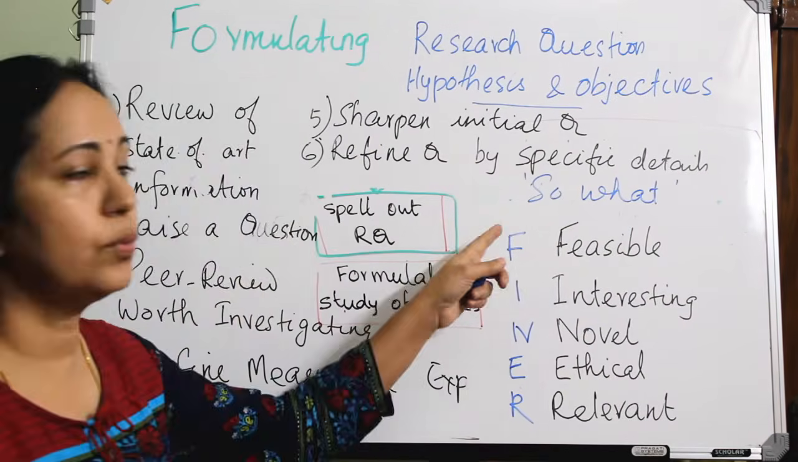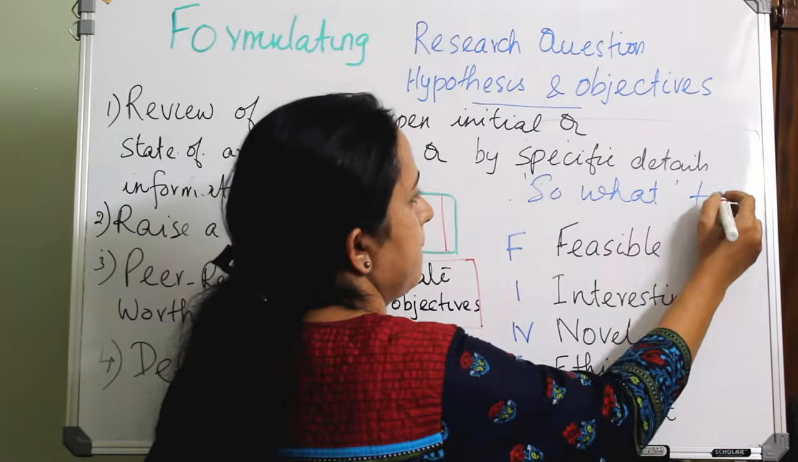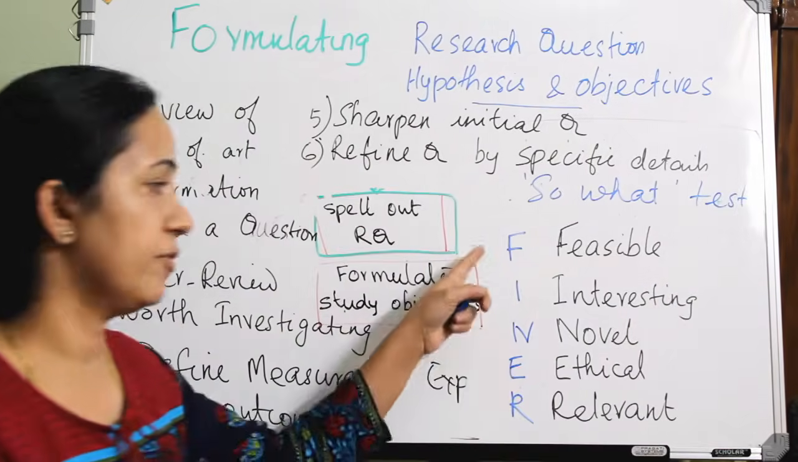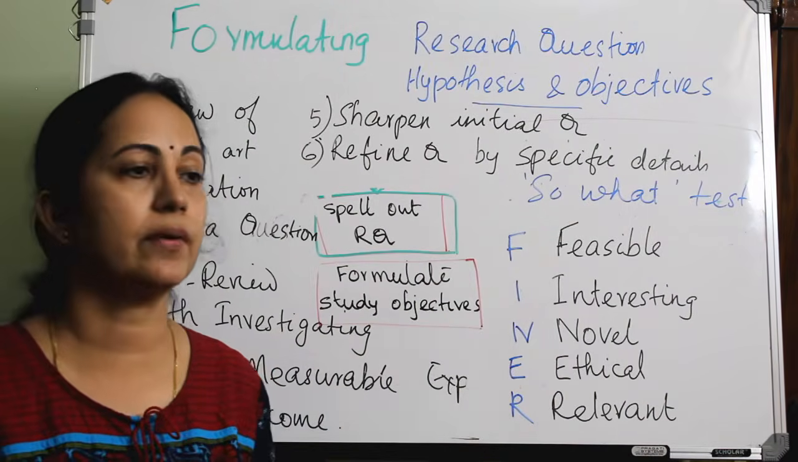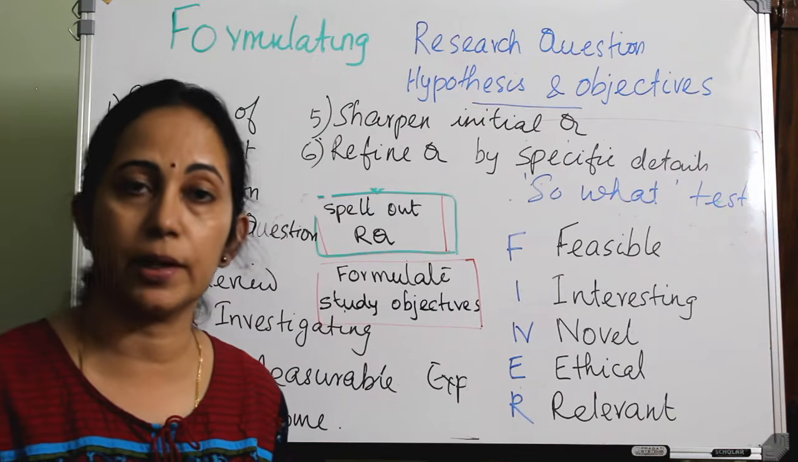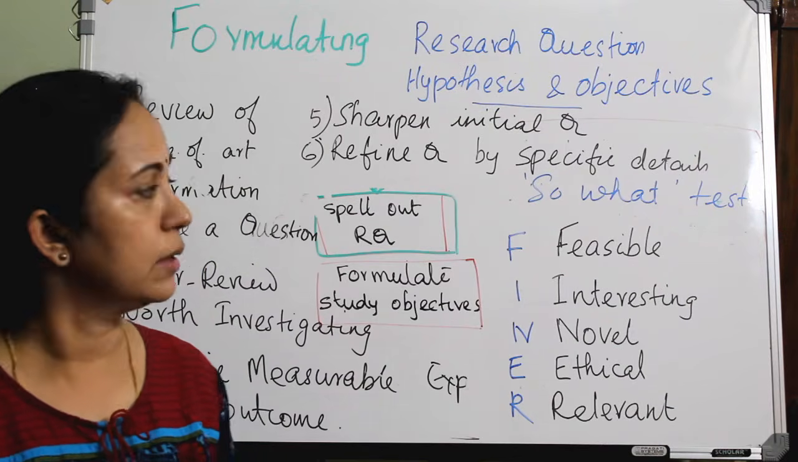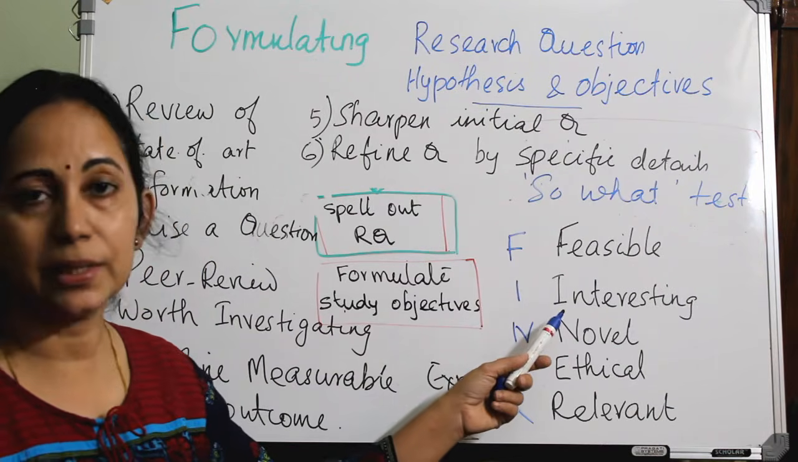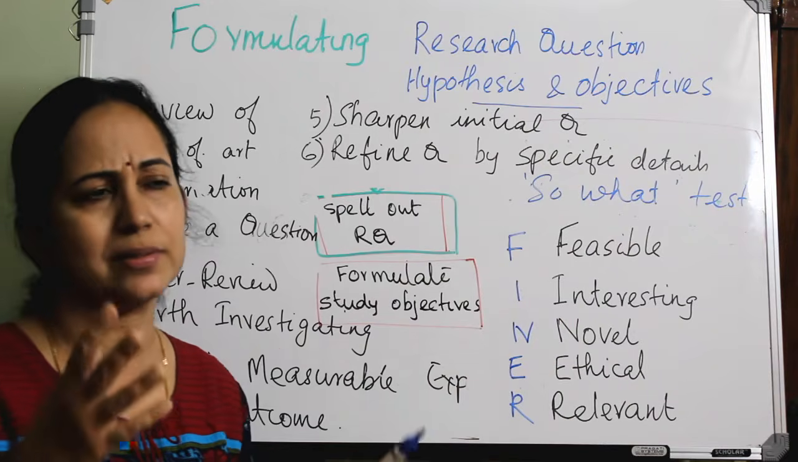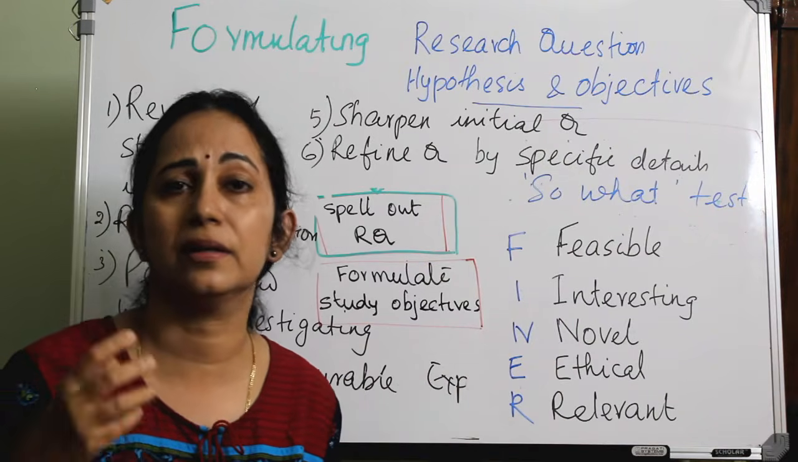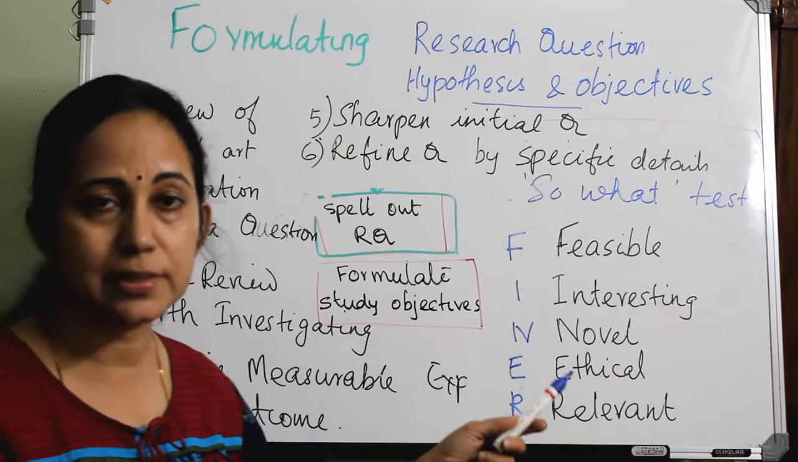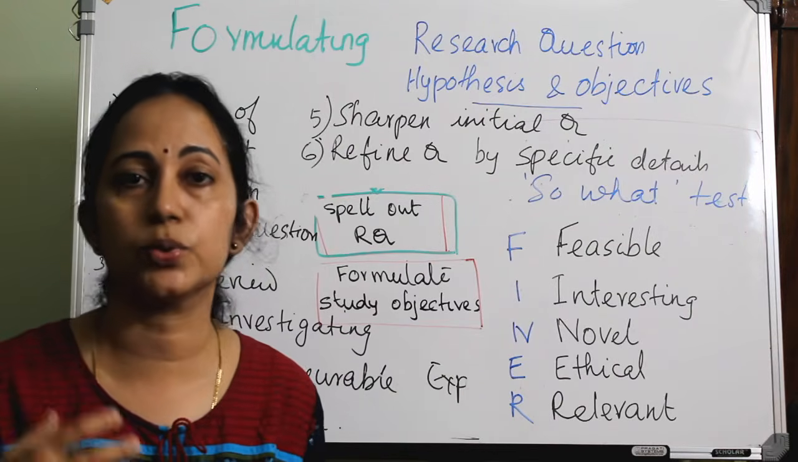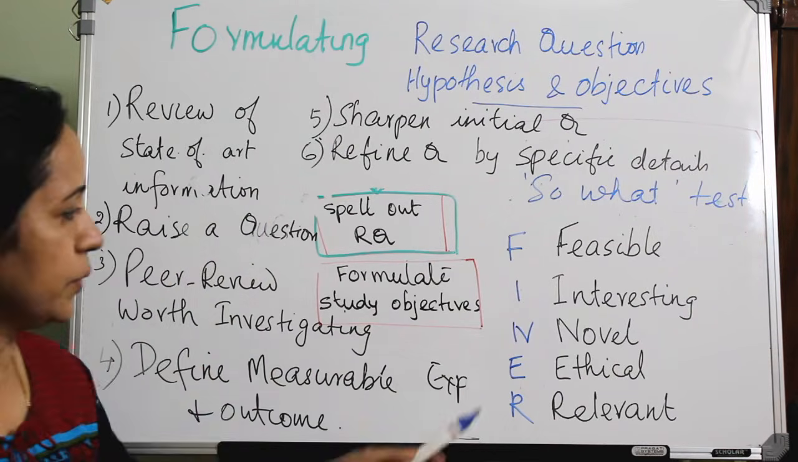Okay, so what test? That is FINER. What is that? It should be feasible. Your study should have adequate sample size. It should have adequate resources. That is feasible. It should be interesting. If you have no interest in your work, then it won't do well. So it should be interesting to the researcher, the whole team, and also to the community.